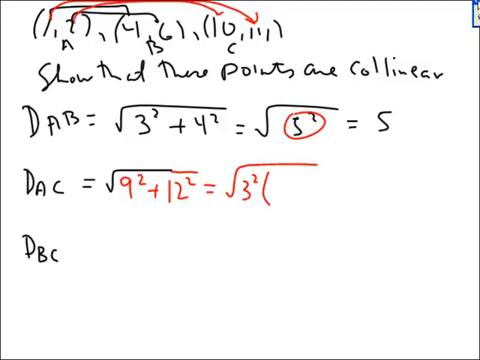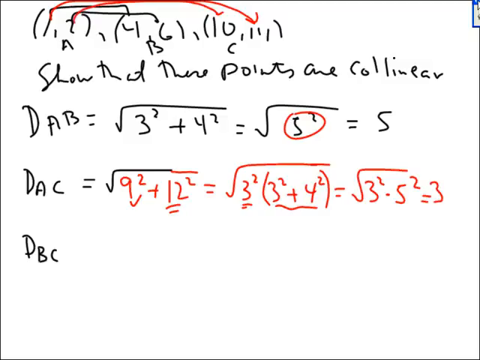Again, I see 3 squared times 3 squared is 9 squared, plus 3 squared times 4 squared, which is 12 squared. And I know that 3 squared plus 4 squared, I notice, like I know my name, is 5 squared. So I can take the square root separately. The square root of 3 squared is 3. The square root of 5 squared is 5. I get 15. So the other distance has to be 10 or 20.